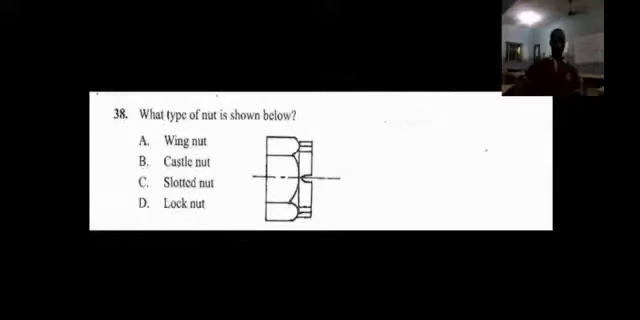37. Which of the following profiles is applied to construct a gear? It is involute. The correct answer is C, involute, for constructing a gear profile. 38. What type of knot is shown below? The answer is castle knot, which is B.